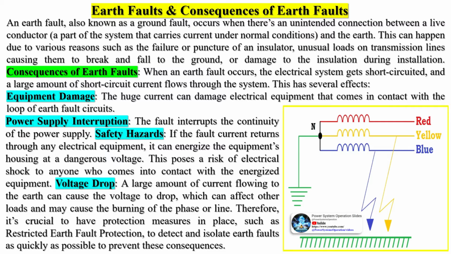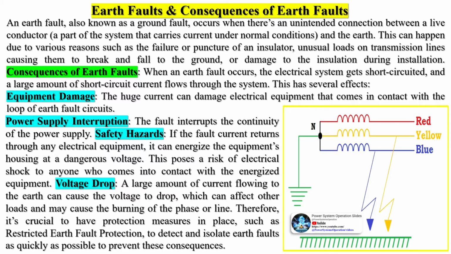Earth faults and consequences of earth faults. An earth fault, also known as a ground fault, occurs when there's an unintended connection between a live conductor, a part of the system that carries current under normal conditions, and the earth. This can happen due to various reasons such as the failure or puncture of an insulator, unusual loads on transmission lines causing them to break and fall to the ground, or damage to the insulation during installation.